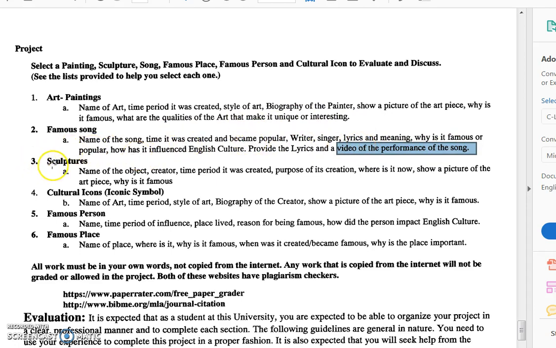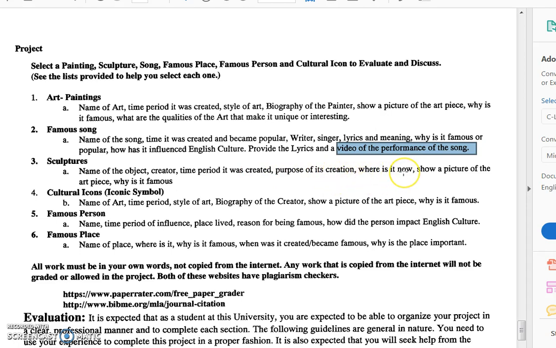When you do a sculpture, remember sculptures are kind of like statues, but they're not always just statues. They could be a lot of things. Anytime you're carving out of stone, cutting away the stone and doing a carving, or if you make something out of clay or marble or other natural material, that's going to be a sculpture. And you're going to talk about the name of the object, who created it, the time that it was created, what period, the purpose of its creation.